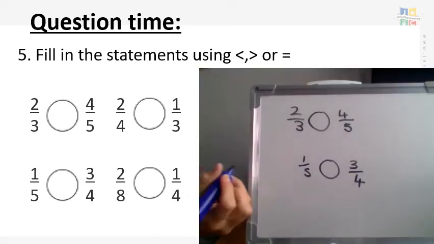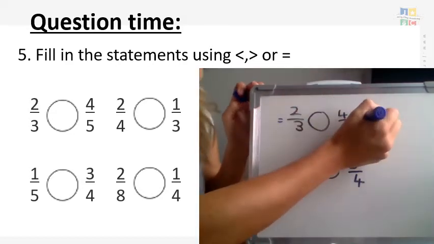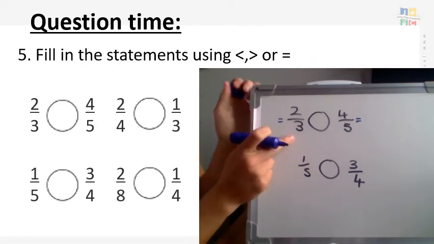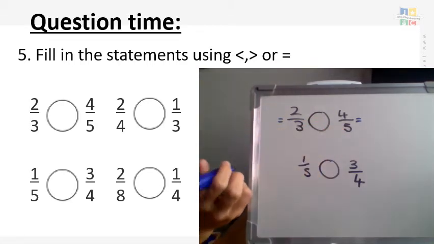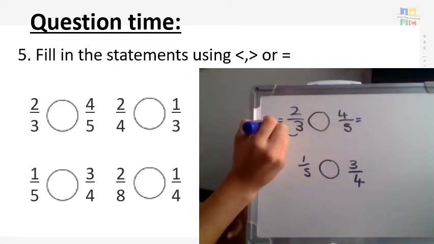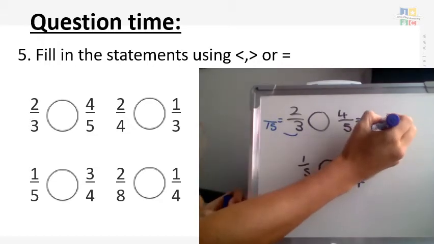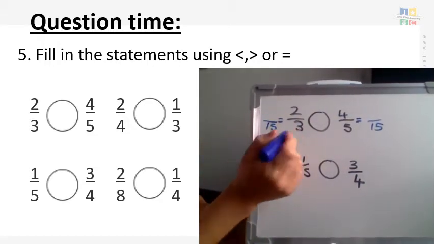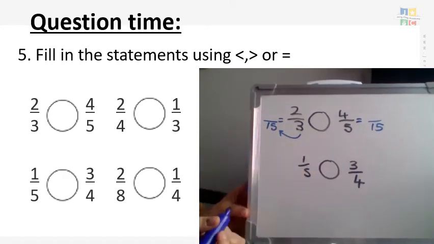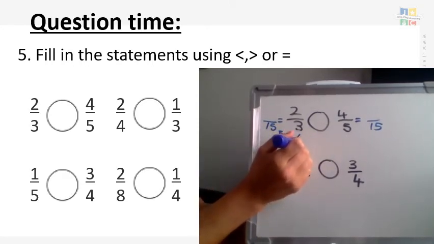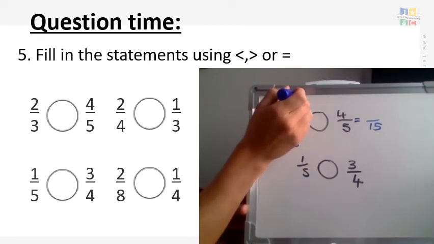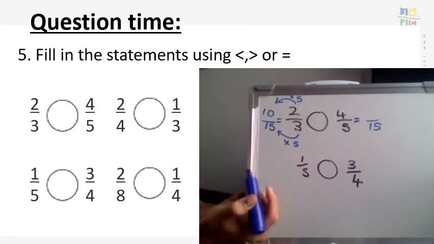Okay, so let's have a look at the first one. So I'm going to find equivalent fractions because I've got the different denominators and the different numerators. So what number do both 3 and 5 go into? I could say that they both would go into 15. So that is going to be my denominator. Then I'm going to find out how do I get from 3 to 15? Well, I'm going to multiply by 5. So remember, what I do to the bottom, I must do to the top. So if I times 2 by 5, it would be 10.